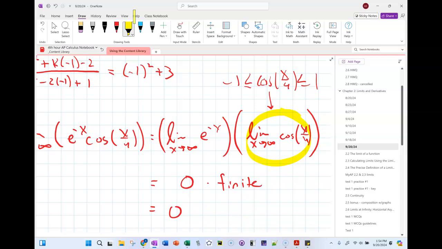Some of us drew the picture on that, and that was good, but then we said it never equals 0 or never touches 0, and I'm like, well, it absolutely does. If x is 2 pi, cosine of pi over 2 is 0, and 0 times, like e to the negative 2 pi is going to be 0. So got to be careful about if we're saying more than we need to, right? Especially if what we say more than we need to is wrong, right?